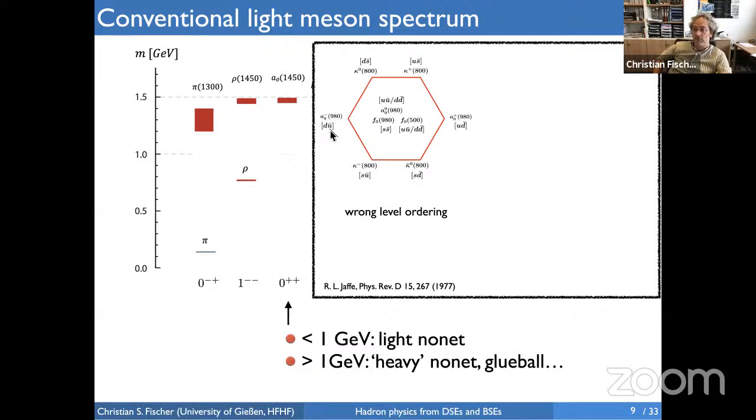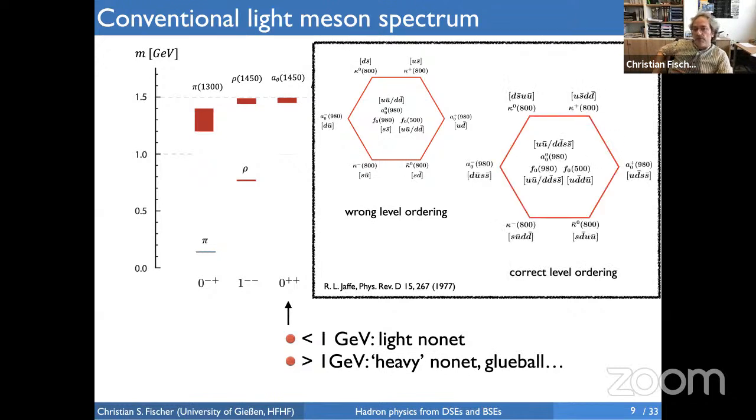Why? No idea. If, in contrast, you assume that these states are not conventional q-qbar, but actually contain 2 quarks and 2 antiquarks, everything falls into place. The lightest state, the f0(500), just contains up and down quarks. The intermediate states, the kappas, contain 1 strange quark. And the heavy states, the f0 and a0(980), contain 2 strange quarks. So it is very, very natural to make this assumption.